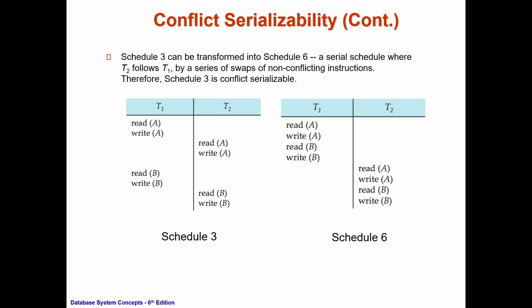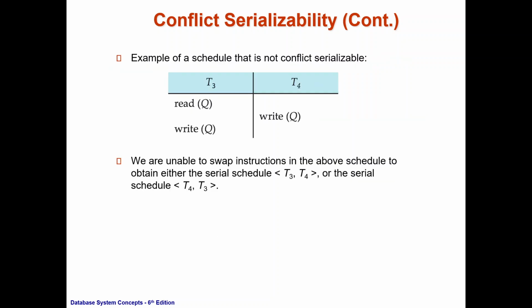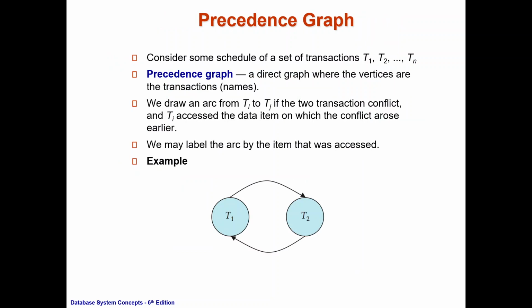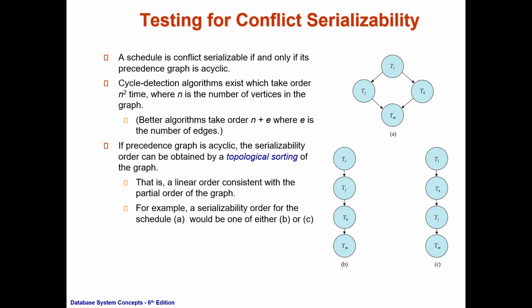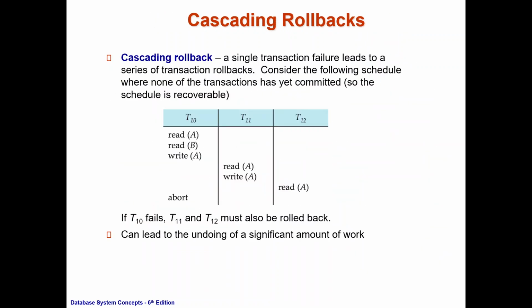Right? Now, these are things you can go through. I don't think that much is there. Then we come across something like cascading rollbacks. A single transaction failure leads to a series of transaction rollbacks. Considering the following schedule, when none of the transactions has yet committed, the schedule is recoverable.